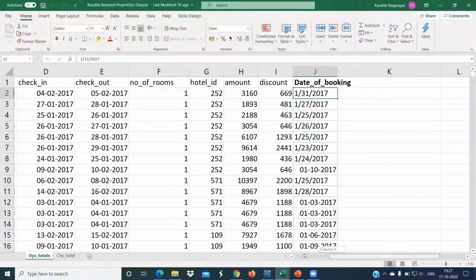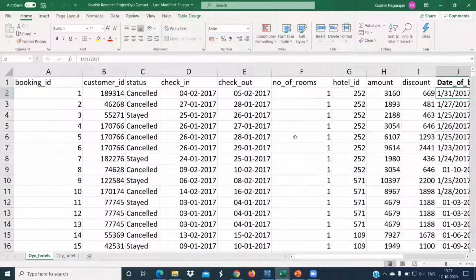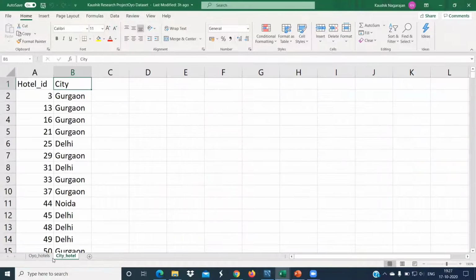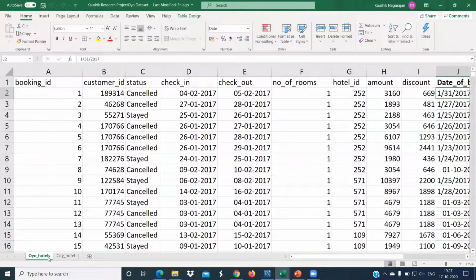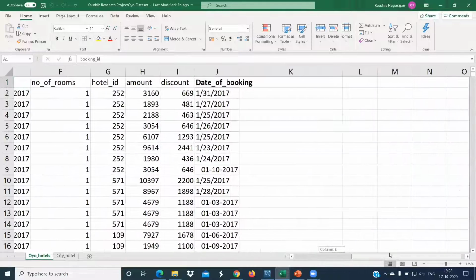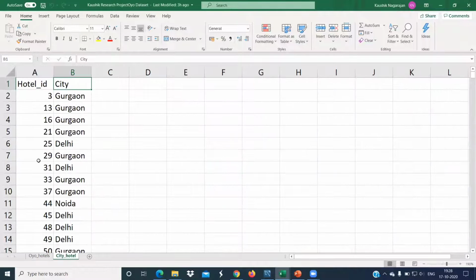Okay, giving a brief on the data set. This data set consists of two tables. One is OYO hotels and one is city hotels. Two sheets here means two tables. So this will be imported as two tables in SQL, and this OYO hotels table consists of 10 attributes and the city hotel table consists of two attributes, hotel ID and the city.